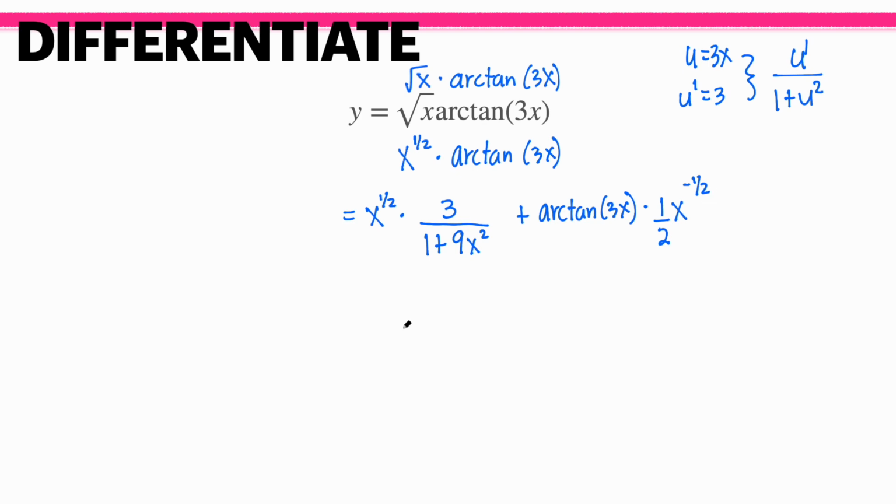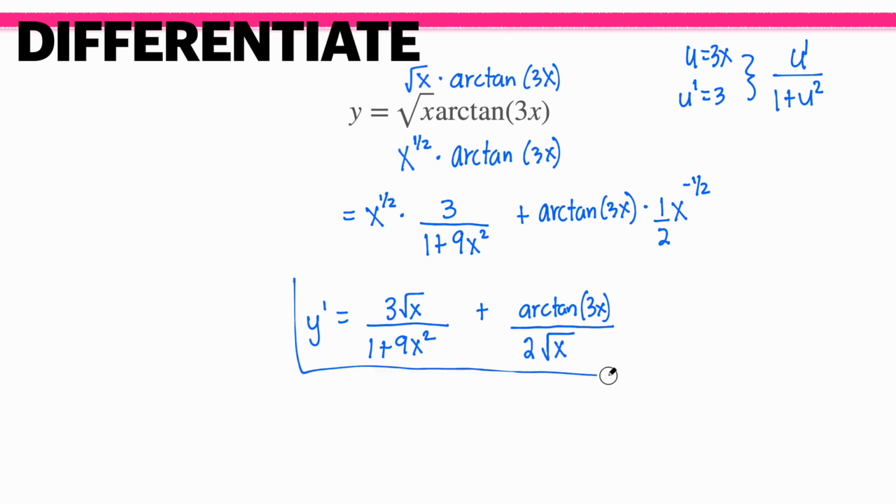And now from here, all we're going to do is clean it up. So x to the 1/2 is in the numerator with the 3, so I'm going to keep it, and I'm going to go ahead and bring it back into the square root of x. And the denominator is going to be 1 plus 9x squared. Plus, arctangent is in the numerator, so I'm going to go ahead and keep that in the numerator. And then the 2 is in the denominator, and x to the negative 1/2, that negative means it also gets put in the denominator, and that would be your final answer.